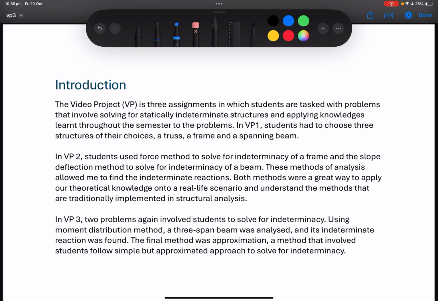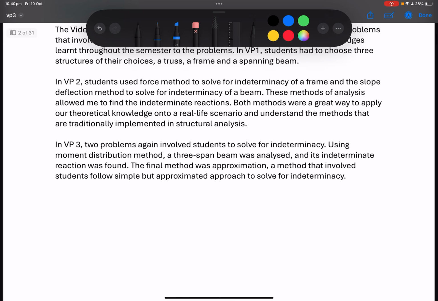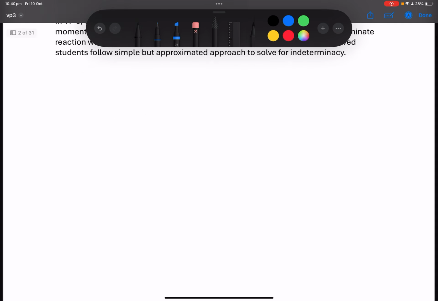VP task 2 involved students solving for indeterminacy of a frame and a beam using the force method and the slope deflection method. The content for such methods was delivered in class through lectures, tutorials, pre-recorded lectures, also the workshops. And finally, VP task 3 again involved 2 problems which students have to solve for indeterminacy of structures using the moment distribution method and also the approximation method.